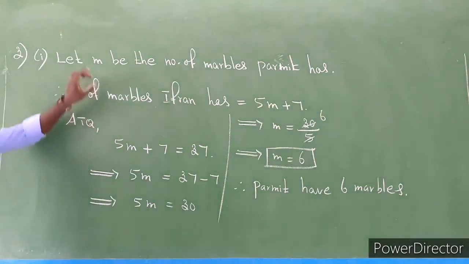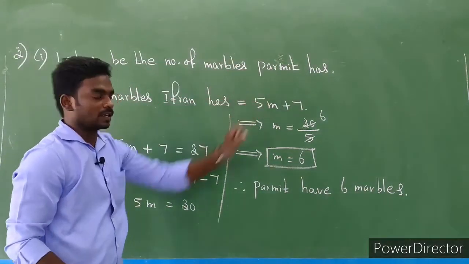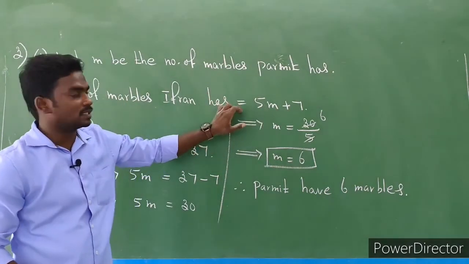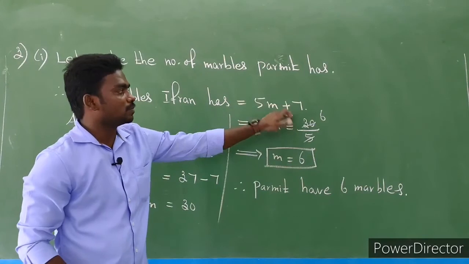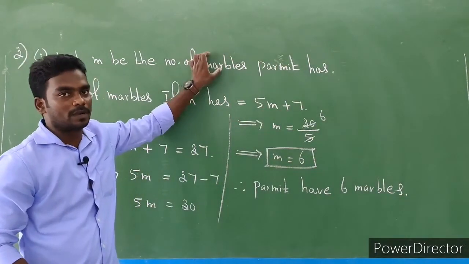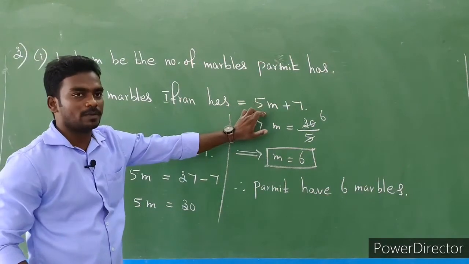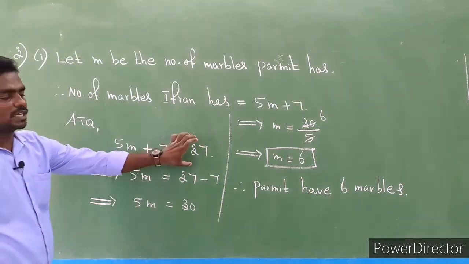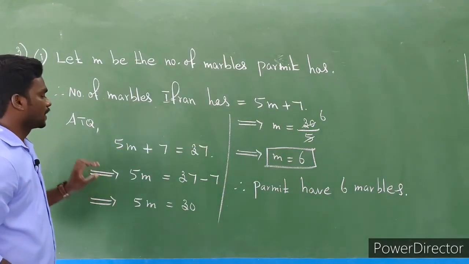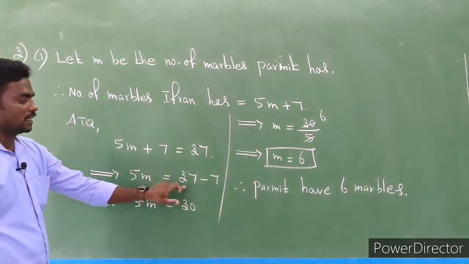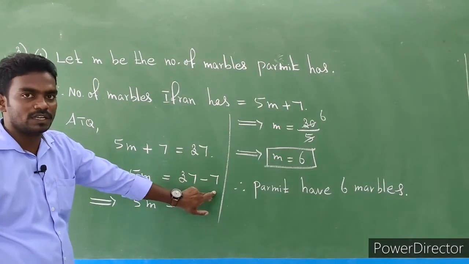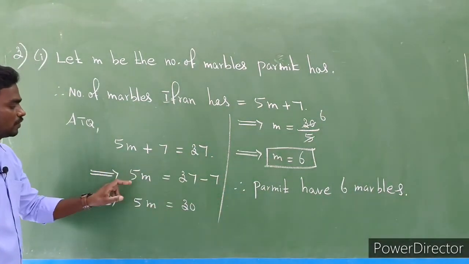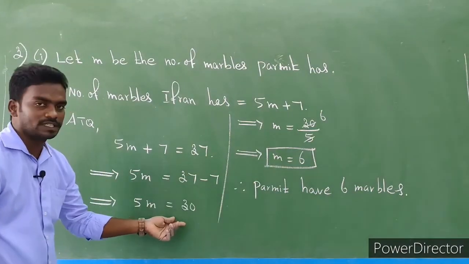How to solve this? Let m be the number of marbles Parmet has, and the number of marbles Irfan has equals 5m plus 7 because of our conditions. Irfan has 7 marbles more than 5 times the number of marbles Parmet has. 5 times means 5 multiplied by m, plus 7. According to our condition, 5m plus 7 is equal to 37. This is also given in our question. Implies that 5m is equal to 37 and this 7 is transposing to subtraction on the right side. 5m is equal to 37 minus 7, value is 30.